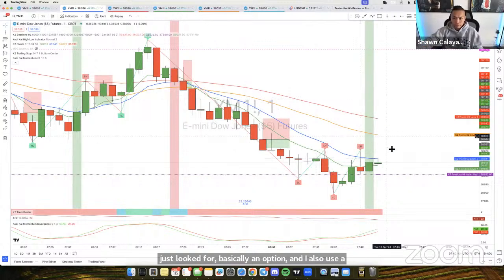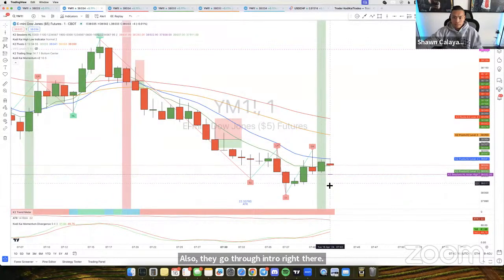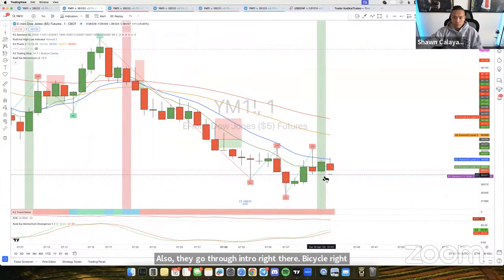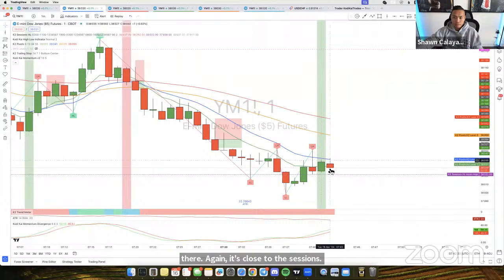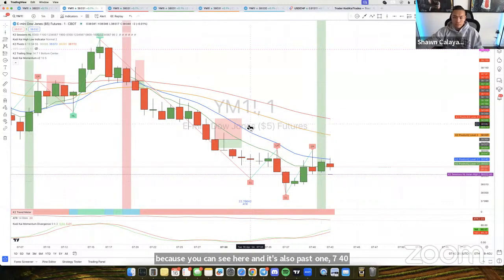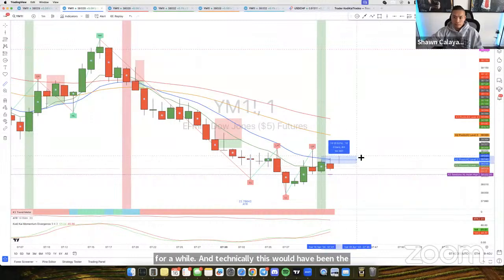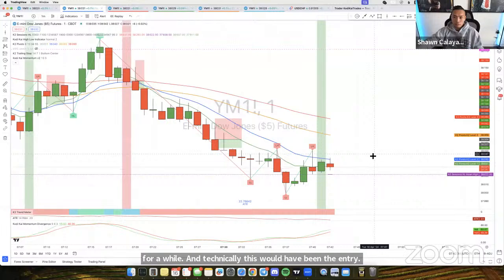Oh, so there goes your entry right there. Buy signal right there. Again, it's close to the sessions. I just be careful whenever price is near the sessions because you can see here, and it's also past 7:40. So I wouldn't be surprised if price goes back and forth for a while. Technically, this would have been the entry. Looks like it almost hit TP, and it probably will eventually push up higher. It might just reject off the sessions here again and push right back up.